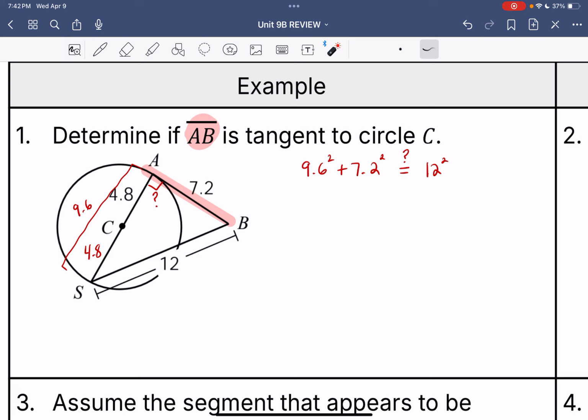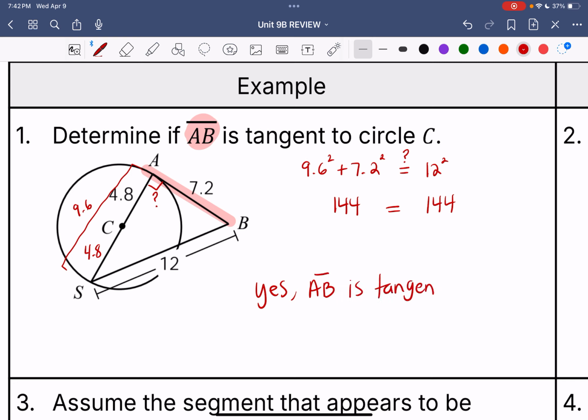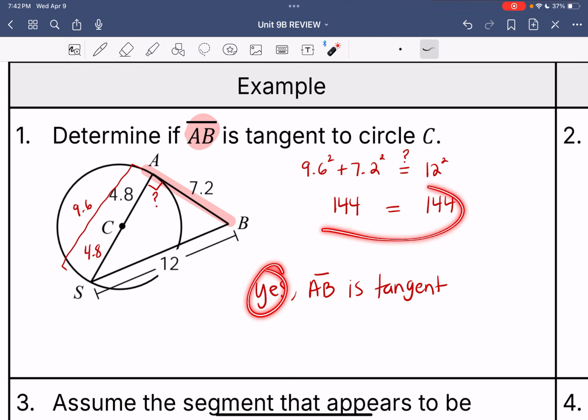And I get 144. And then 12 squared, if you put that in the calculator, is also 144. So since these are equal, then we can say yes, AB is tangent to circle C. But the answer is yes, and then this is the reason why, because 144 equals 144.